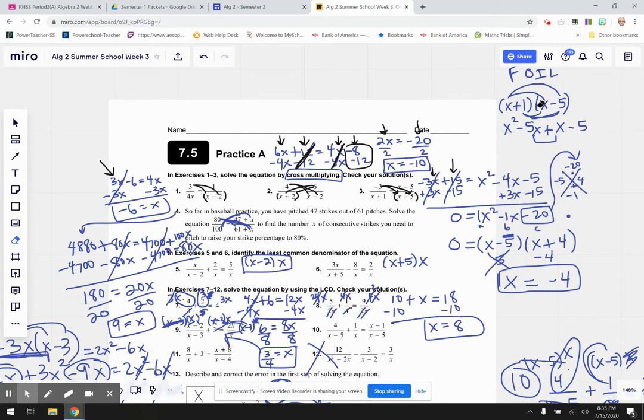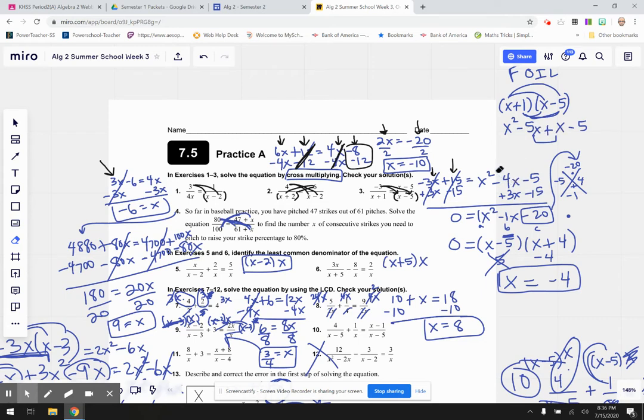So I showed you how to do FOIL here. First terms: x times x is x squared. O is the outside terms. That's a negative 5 and an x. I is the inside term. That's a 1 and an x. That's just x. And 1 times negative 5 is negative 5. Combining these two gives you negative 4x.